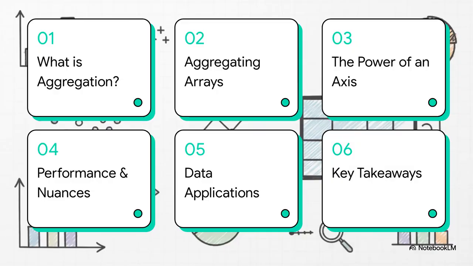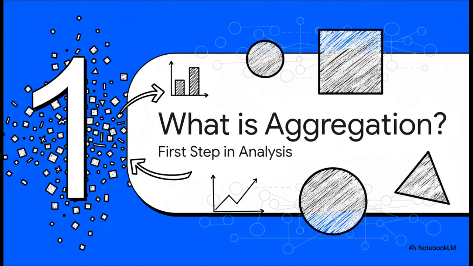We'll kick things off with the big idea, what data aggregation actually is. Then, we'll see how to apply it to entire arrays to get that bird's eye view. After that, we'll unlock some much more specific insights using the all-important axis parameter. Then we're going to get into the weeds a bit, looking at some performance and statistical details that really separate the pros from the beginners. And finally, we'll tie it all together with some real-world machine learning examples before we wrap up with the key takeaways. So let's start at the beginning.